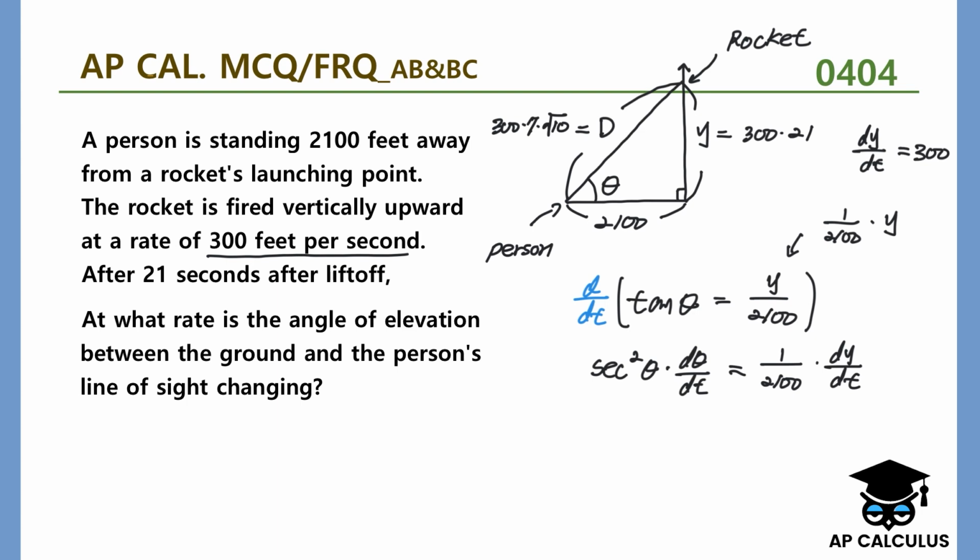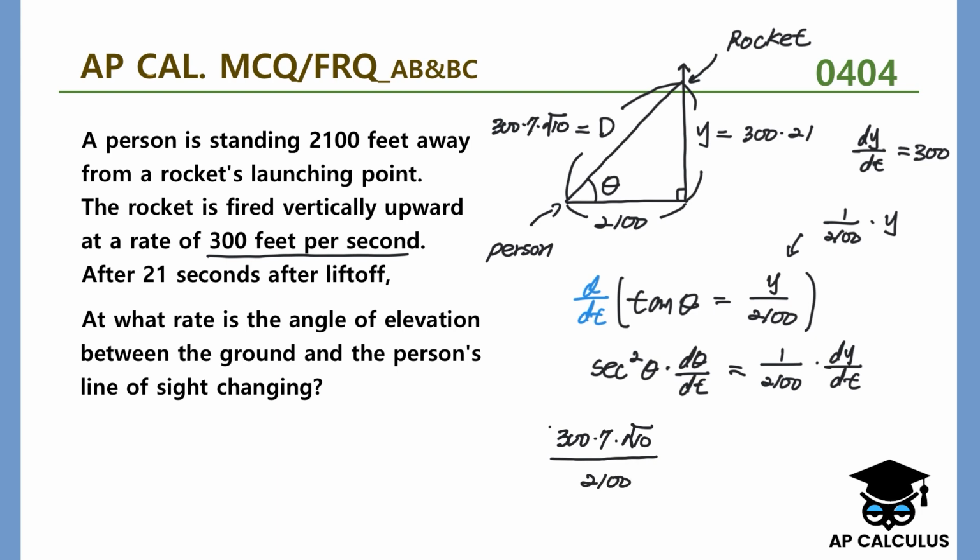So far so good? Okay, we're gonna have to find secant theta. The value of secant theta is actually 1 over cosine. Cosine is adjacent over hypotenuse. Secant is then hypotenuse over adjacent. So the hypotenuse is 300 times 7 root 10 over the adjacent 2100.